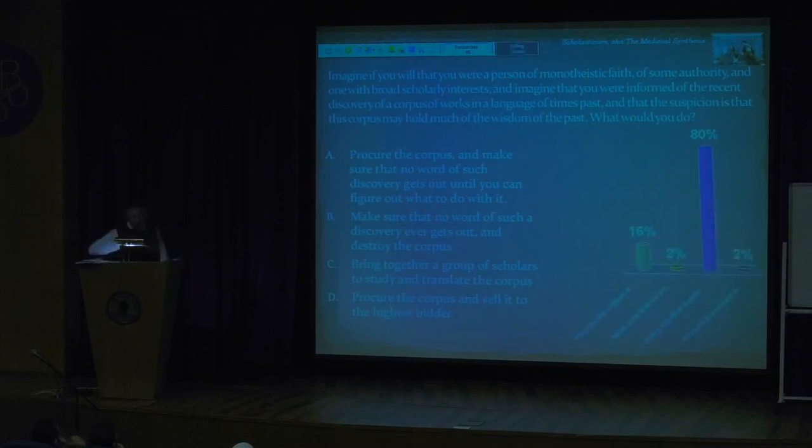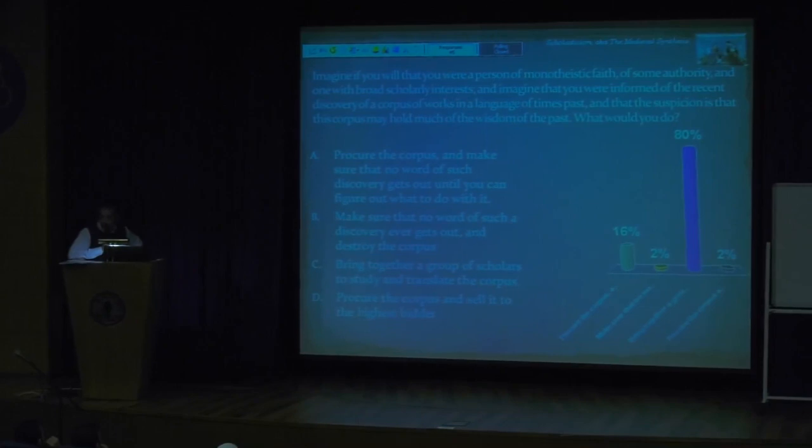Okay, so this is good. 16% are cautious, thinking, wait a minute, let's see what's in this corpus before we decide. 2% are overly cautious, just burn it, just pretend no one found it. 80% would bring together a group of scholars, very AUB of you, to translate and study the corpus. And 2%, wild guess, business students, would sell, no, of course not. It could be economics, right? Sell to the highest bidder. I'm sorry, I shouldn't make these jokes, but I do. I can't help it.